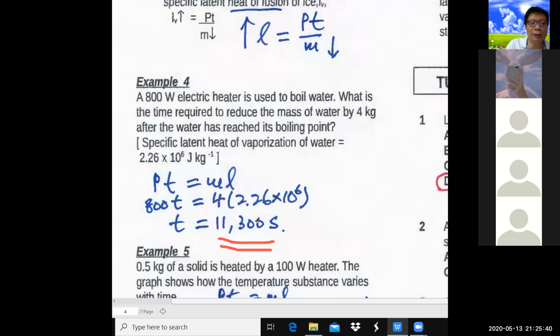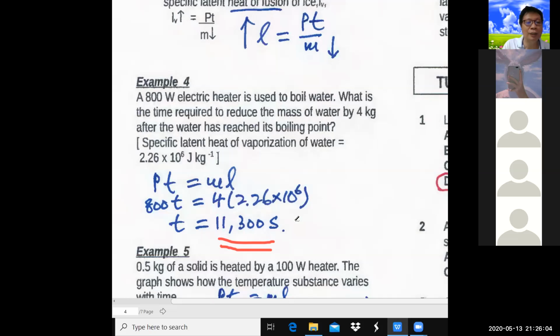11,000, I think this is not too long. Okay, actually when you change to hours, roughly how many hours? 11,300 seconds, roughly how many hours? You know, 1 hour is 3,600 seconds, correct or not? So I think it's around 3 hours. 2 hours plus to 3 hours. This is a long time, no?